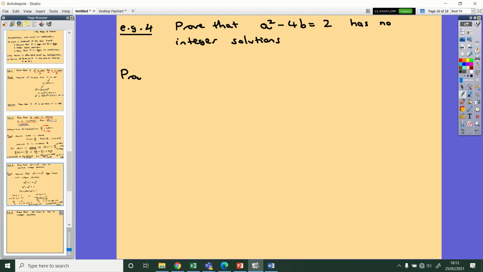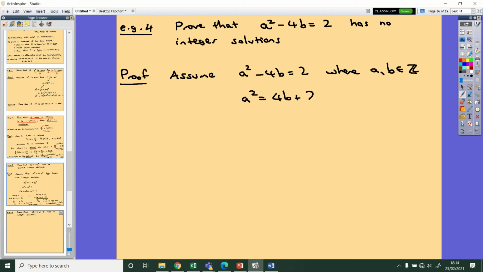So I'm going to prove. We're going to assume that this does have integer solutions. Good. Again, this means that they're integers. I'm now going to do another factoring trick. I'm going to add 4b to the right-hand side. Okay, and then by doing that, I can then factor out a factor of 2 on that right-hand side.